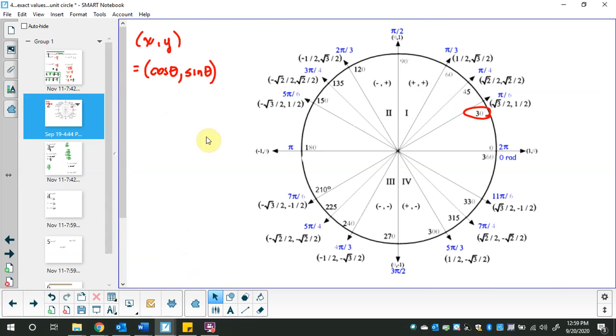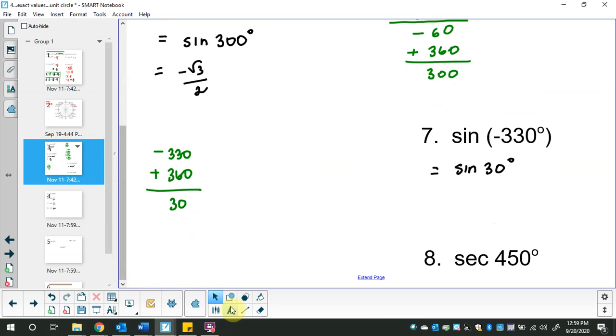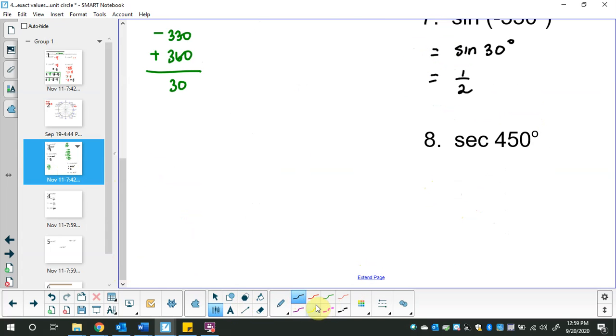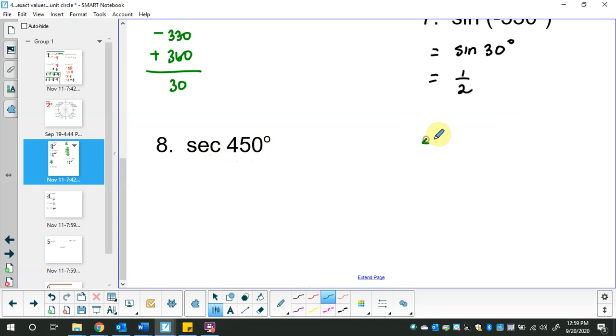Sine. Sine is the second one. A half. And here we have a problem. Two problems, actually. First problem is that this is 450 degrees off the unit circle. We do know how to take care of that.